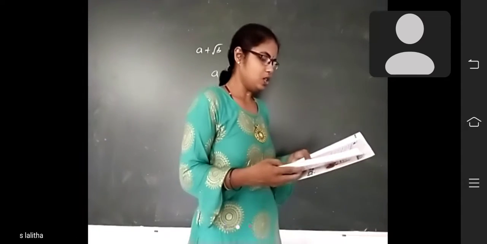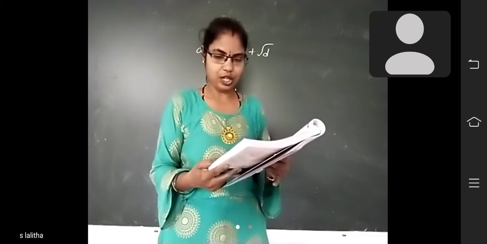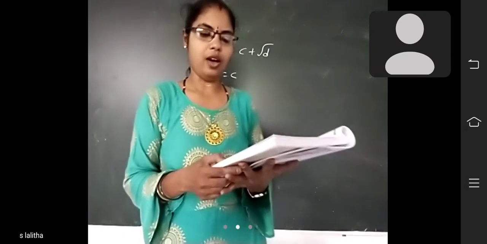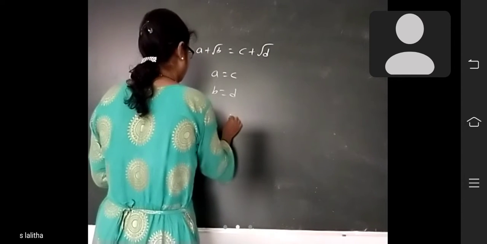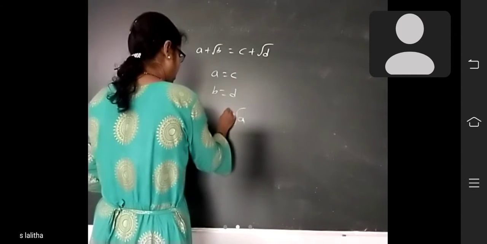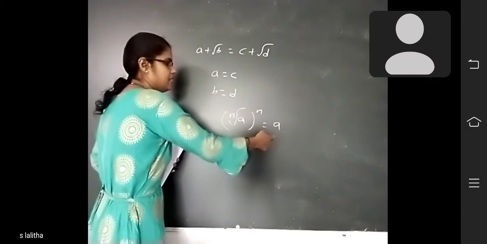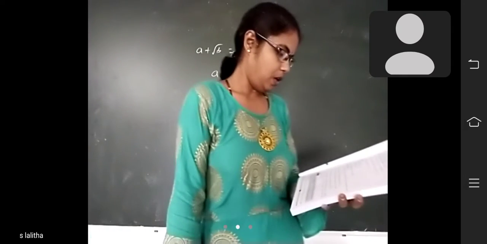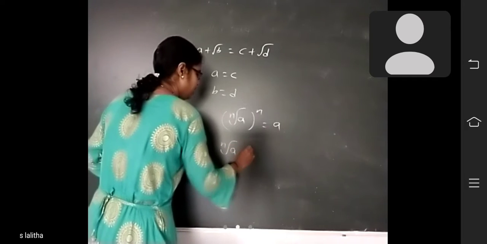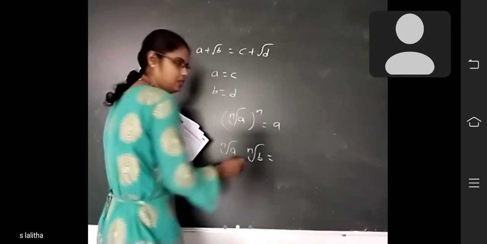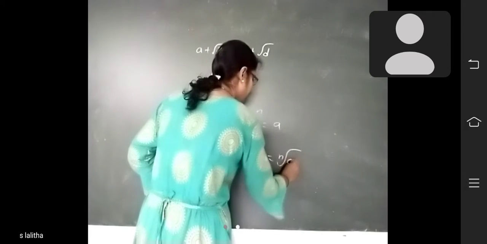Next, for any positive integer n and a positive rational number a, nth root of a whole power n is equal to a, since the n and the nth root will be cancelled. If n is a positive integer and a, b are rational numbers, then nth root a into nth root b is equal to nth root of ab.